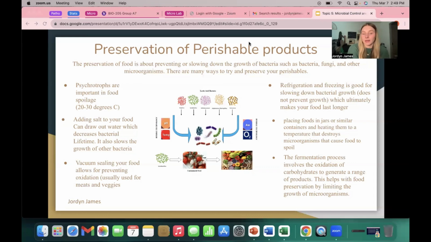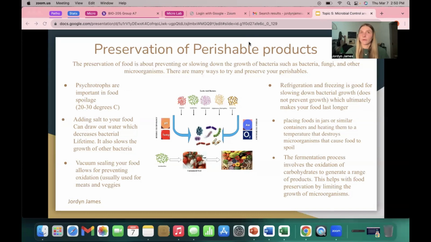Psychrotrophs are going to be the main type of bacteria that we see in food spoilage because they love 20 to 30 degrees Celsius. So even when you refrigerate things or freeze things, you can still see these in your food, and these can still live in your food and spoil your food because ultimately they can live in colder temperatures. Again, if you refrigerate it, it just simply slows it down, but does not kill them off or stop it.